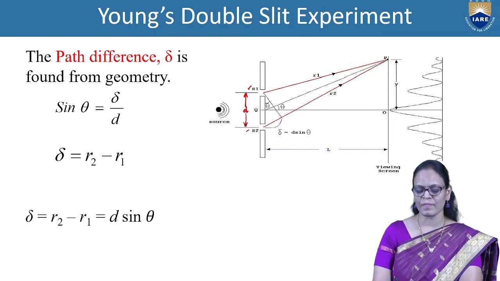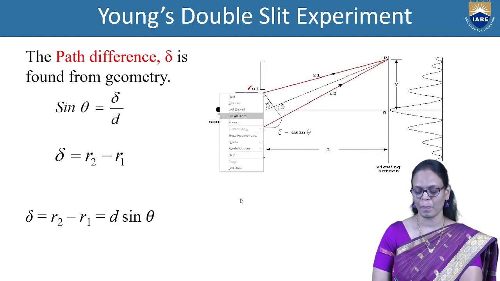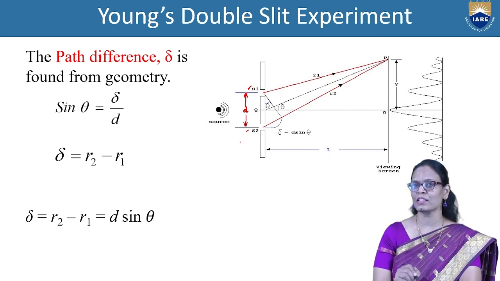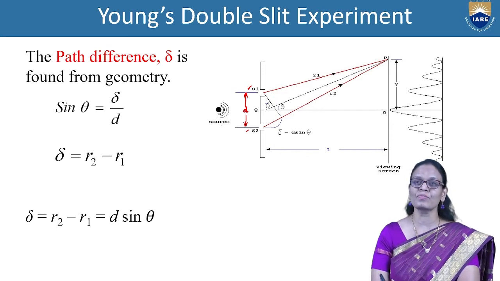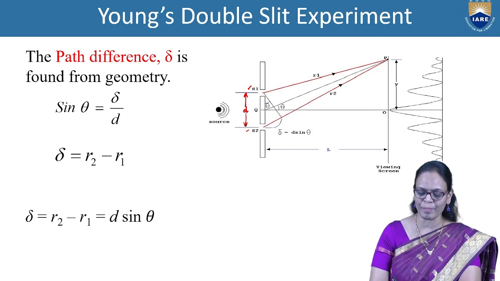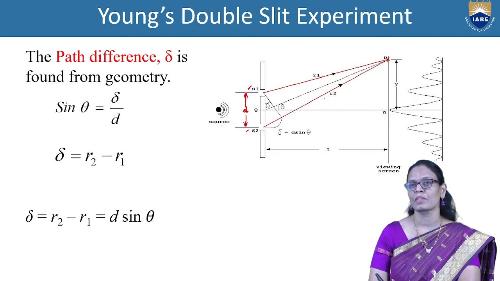Now we have waves coming from S1 and also S2. Of course, we have seen the wave representation. Now we are focusing on the length of the path that is traveled by the wave. The wave coming from S1 is reaching the point P. Let us talk about two waves that are arriving at the point P.